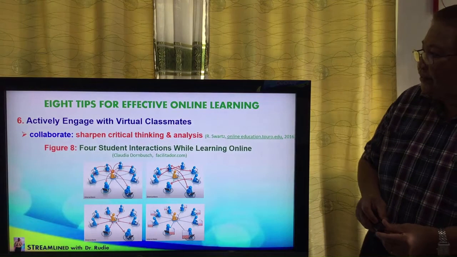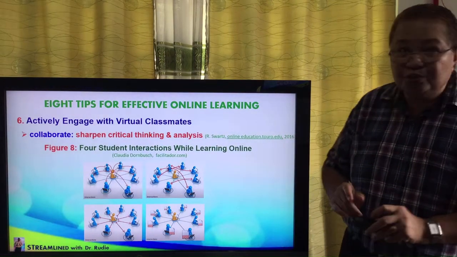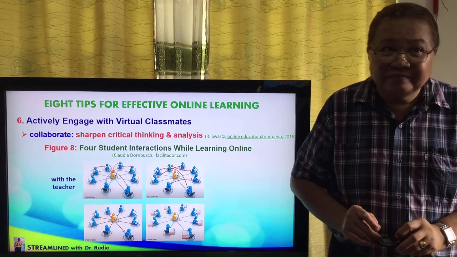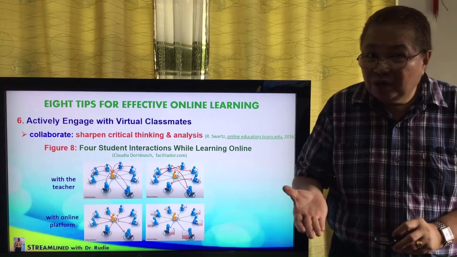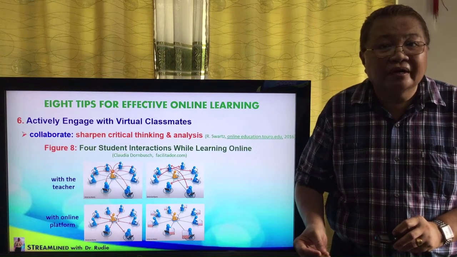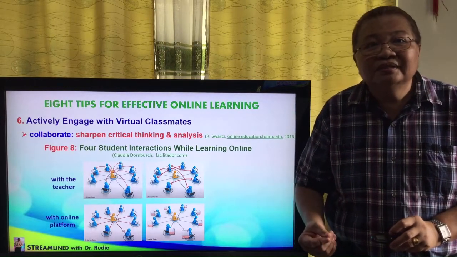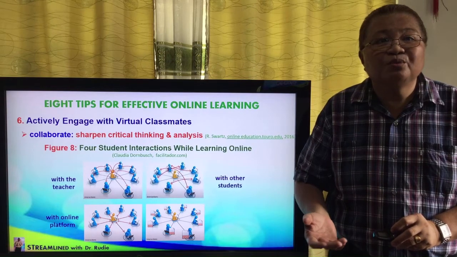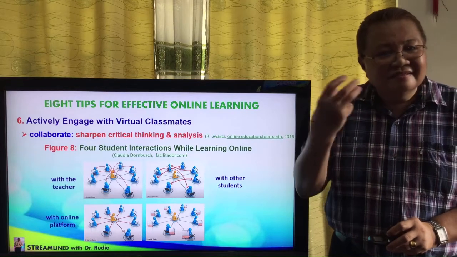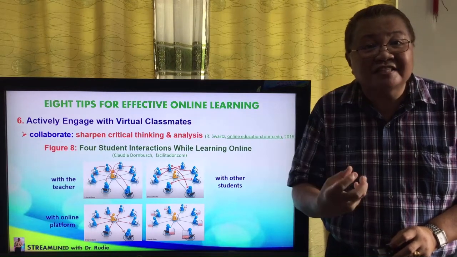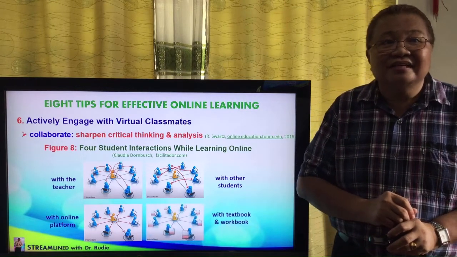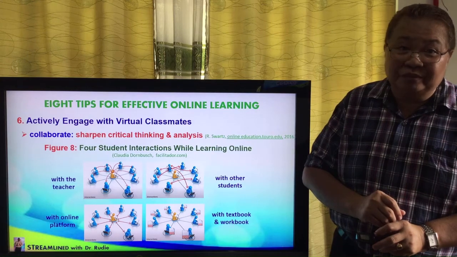This figure shows that there are actually 4 student interactions while learning online. First is interaction with the teacher. Second, interaction with the online platform. Maybe it is Google Classroom or Zoom or Loom. And of course, interaction with other students. That's very, very important. It adds value and it makes learning more effective if we interact with the other students as well. And lastly, interaction with the textbook and the workbook.